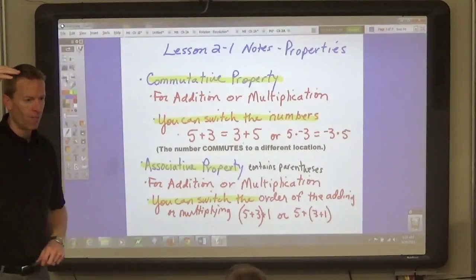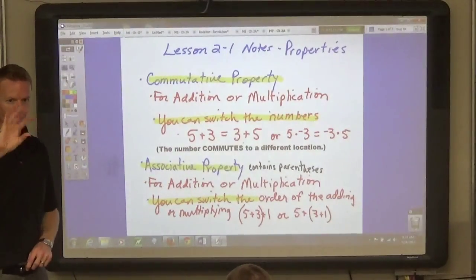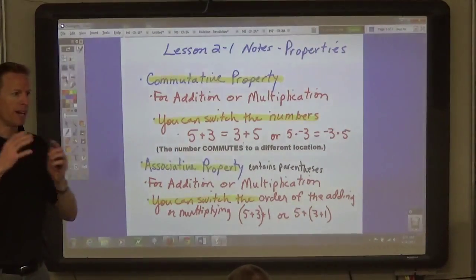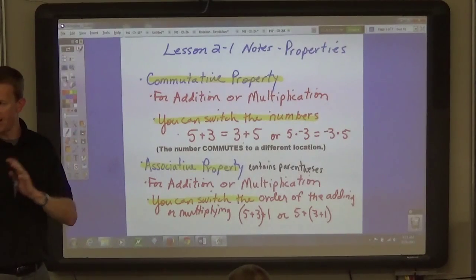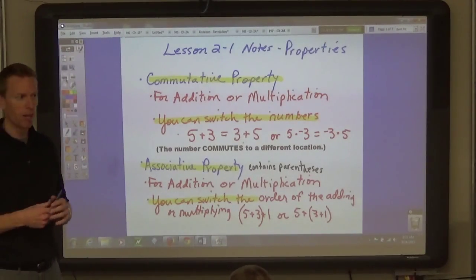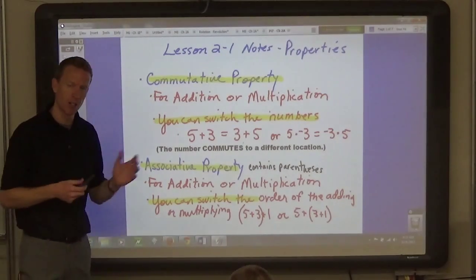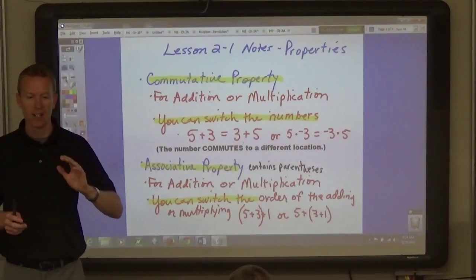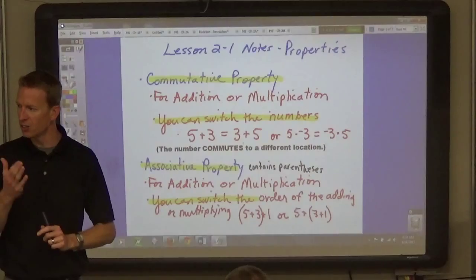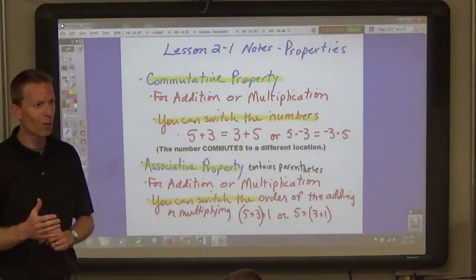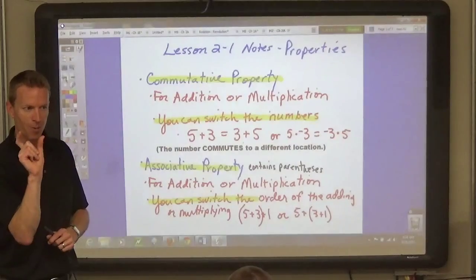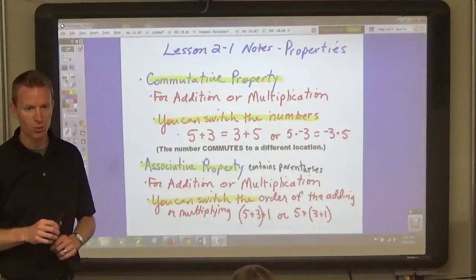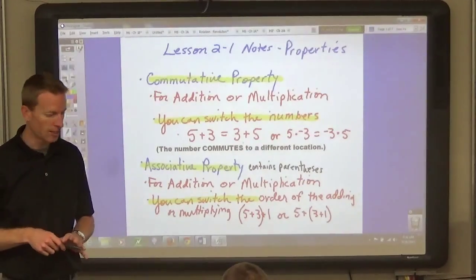Obviously, you can't do 5 divided by 1 and change that to 1 divided by 5. Or you can't do 10 minus 5 and get the same answer as if you do 5 minus 10. But for addition and multiplication, you can. That's one of the reasons why I taught you when you're doing subtraction to insert a plus sign. When you insert a plus sign, the minus sign goes with the number, and then you can move it to a different spot.